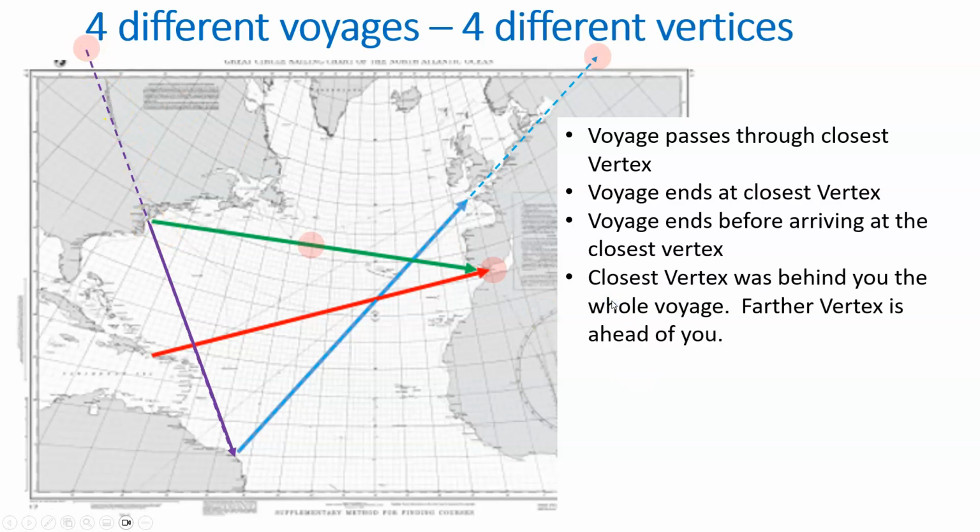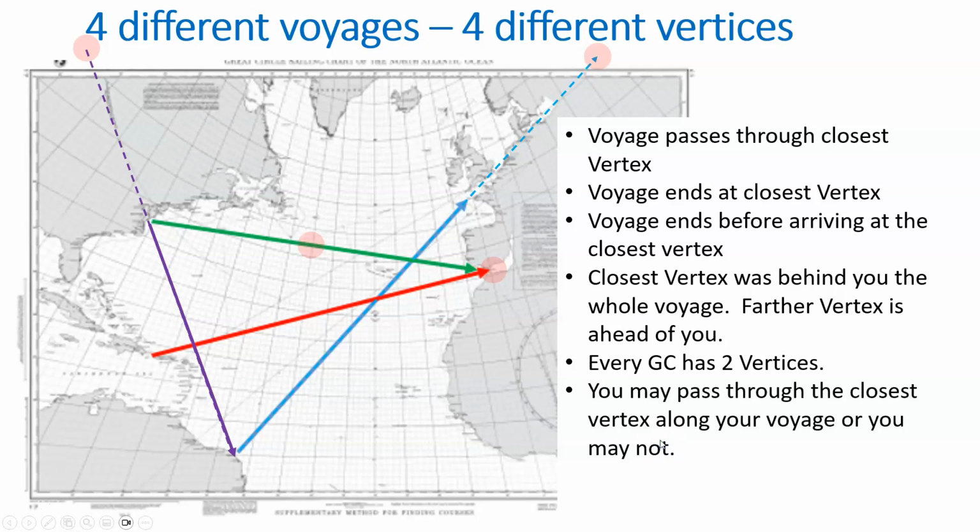I'm making this point because these are things you need to be considering, but also there's going to be some questions on the Nav General section about these kinds of concepts. So anyway, every great circle has two vertices, one in the northern hemisphere and one in the southern hemisphere, and we'll talk more about those. But they have the equal number. If my vertex is 50 north in the northern hemisphere, it's going to be 50 south in the southern hemisphere. So you might pass through your vertex or you might not on your voyage.